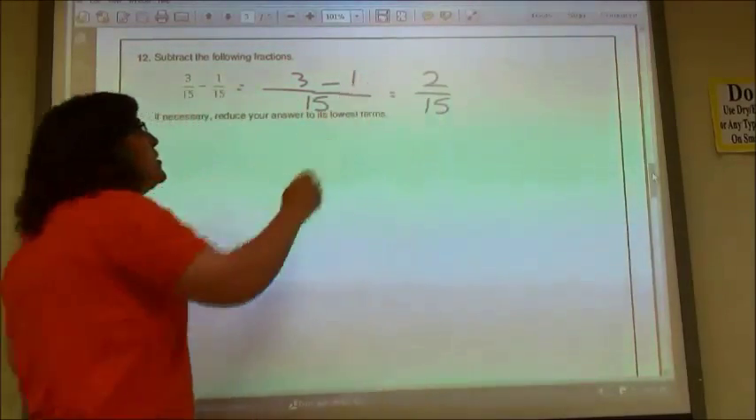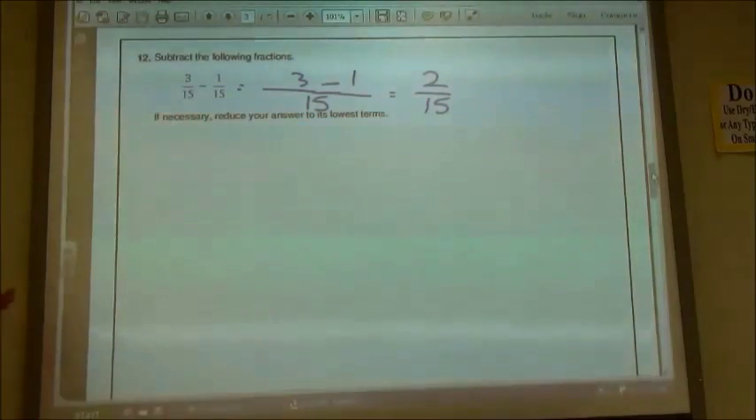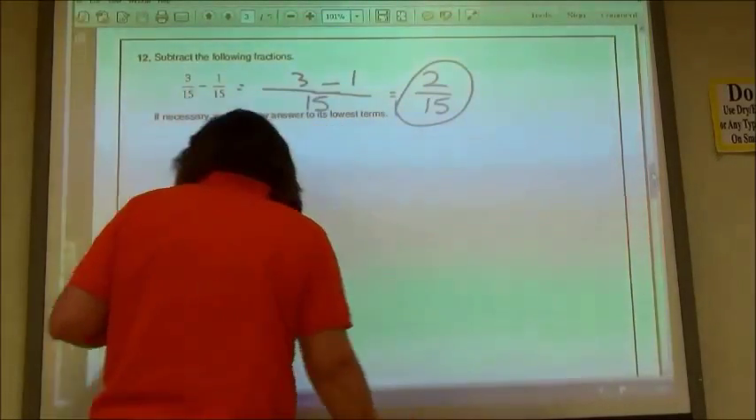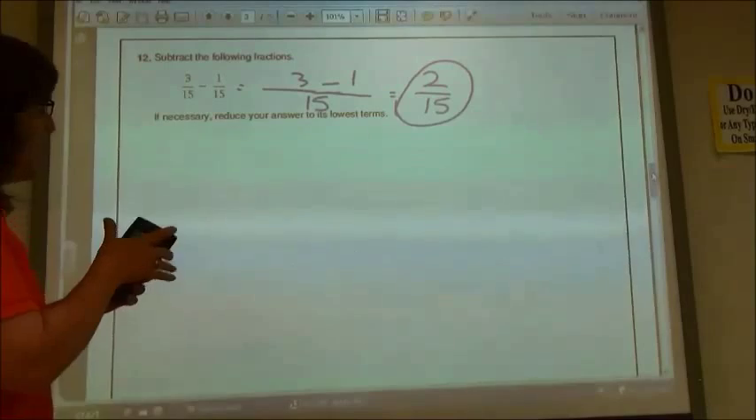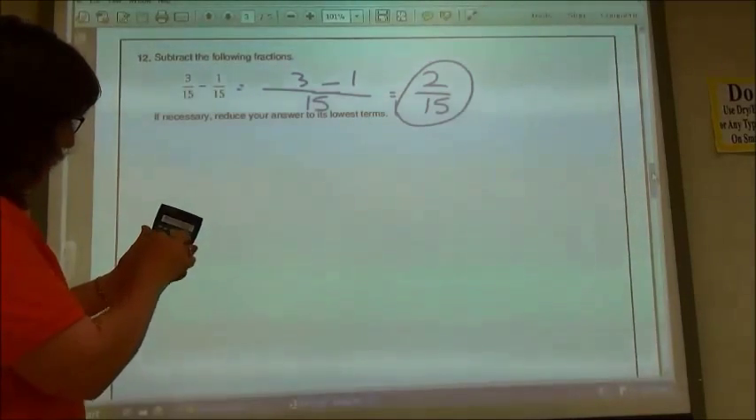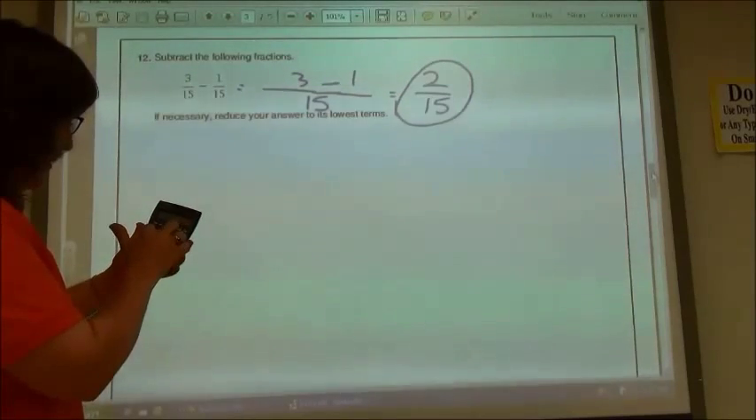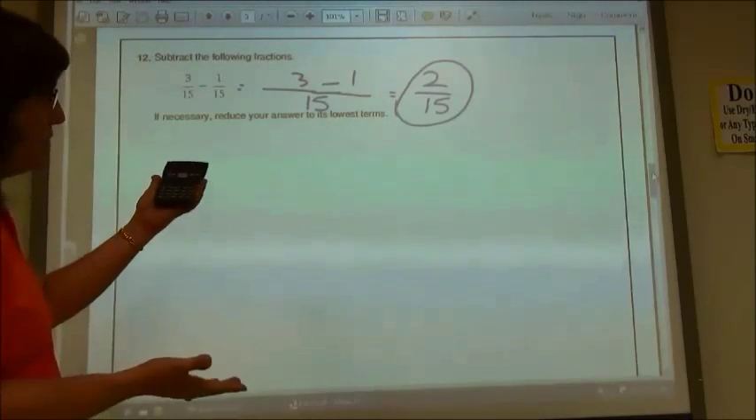2/15. It is in lowest terms. Can't reduce it down any farther. So again, that's just going to be my answer. And again, if I wanted to check it with my calculator, 3 fraction 15ths minus 1 fraction 15ths equals 2/15.